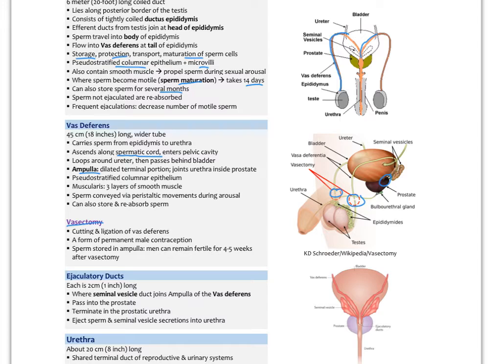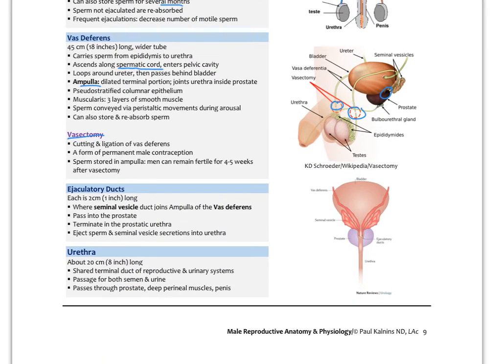And then the ejaculatory ducts, each is about 1 inch long. And these are formed here inside the prostate. And that's really the end of each vas deferens. And this is where the seminal vesicles, which we'll talk about here shortly, join up as well. And they're going to secrete their secretions into the ampulla. And this is going to then enter into the prostatic portion of the urethra.